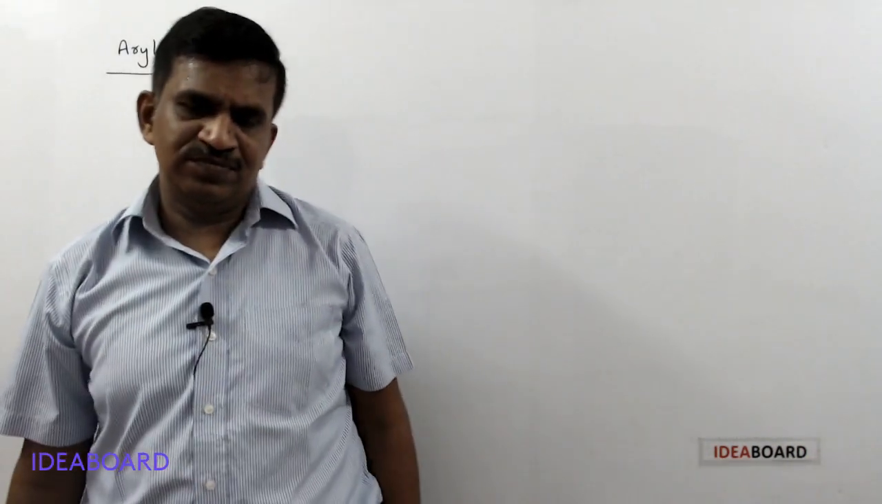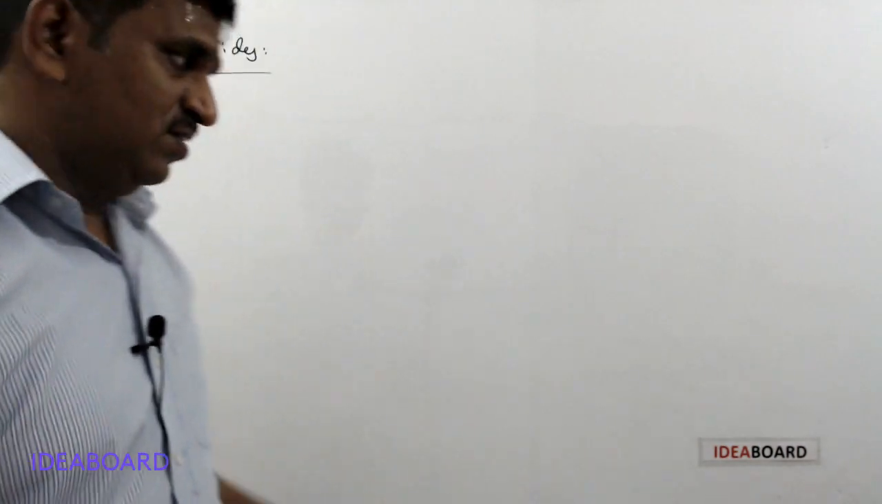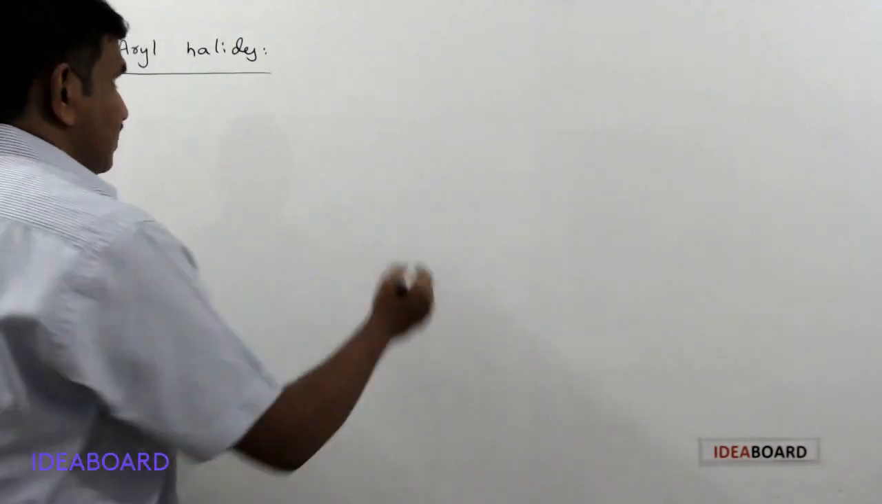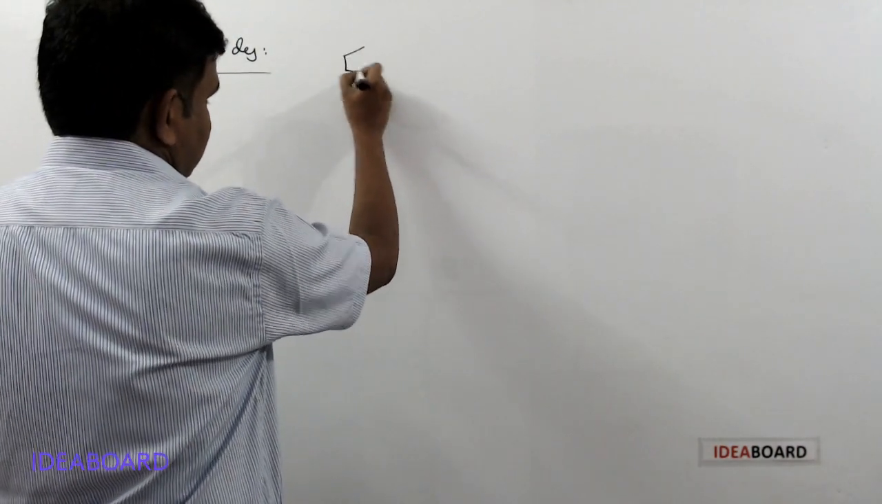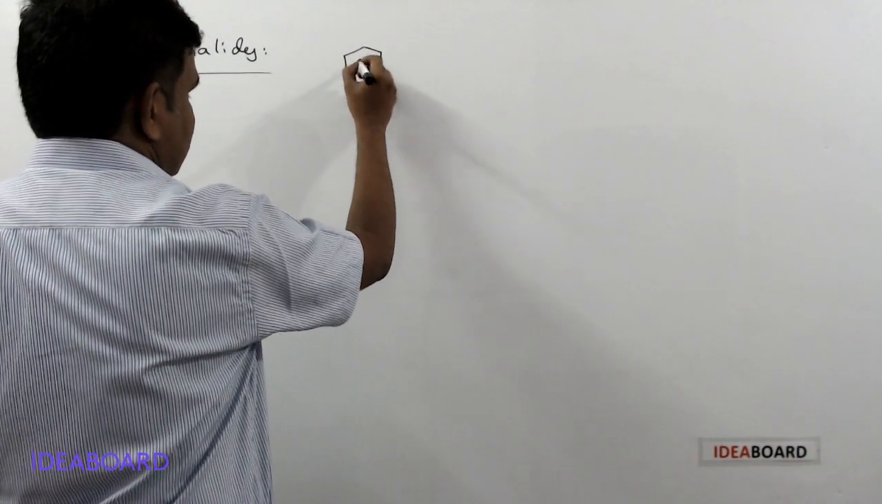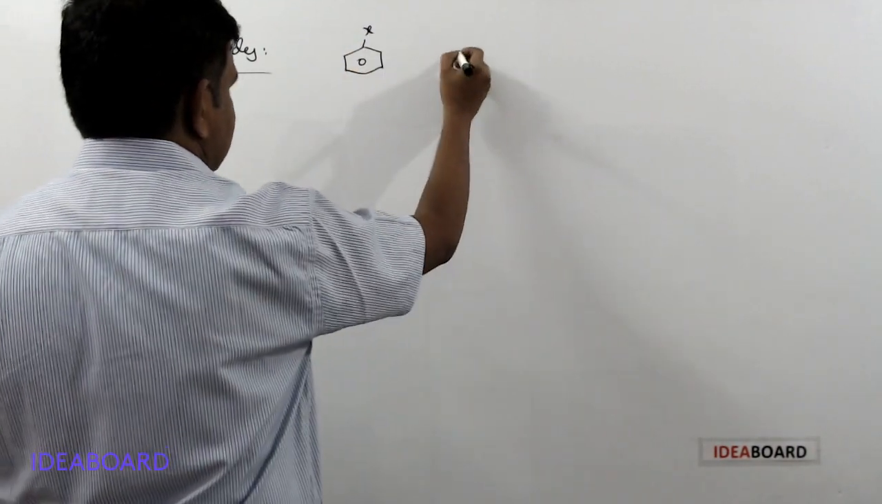Hi students, today I want to explain about the aryl halides. Here aryl halides means when a halogen atom is directly connected to a benzene ring.